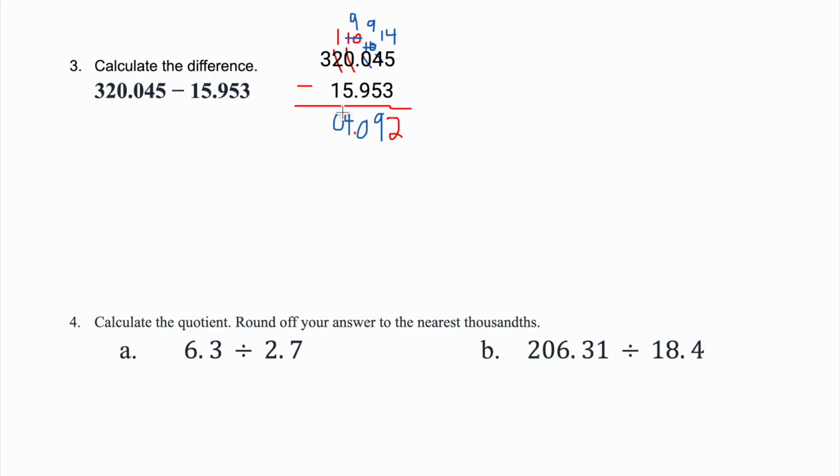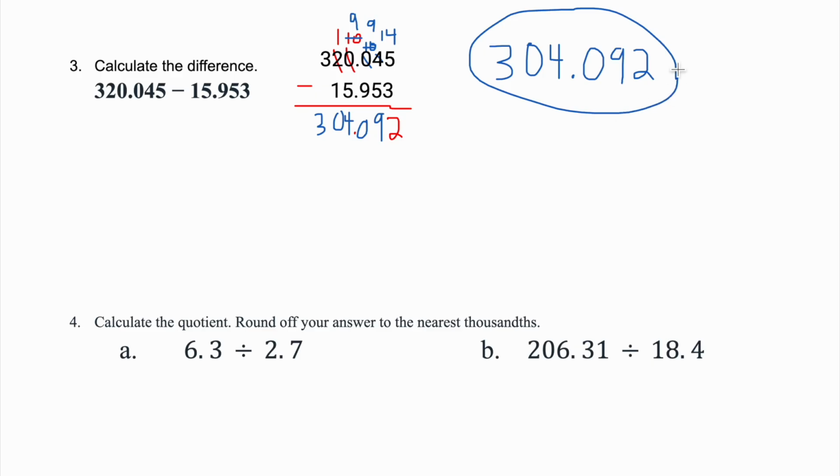1 minus 1 is 0. And then I have 3. So I'm going to write this a little bit neater at the end. 304 and 92 thousandths. So this 0 matters here. I need this 0. Okay? If it was to the right of the 2, I wouldn't need it. Like over here, I can put as many zeros as I want. But I need that one.